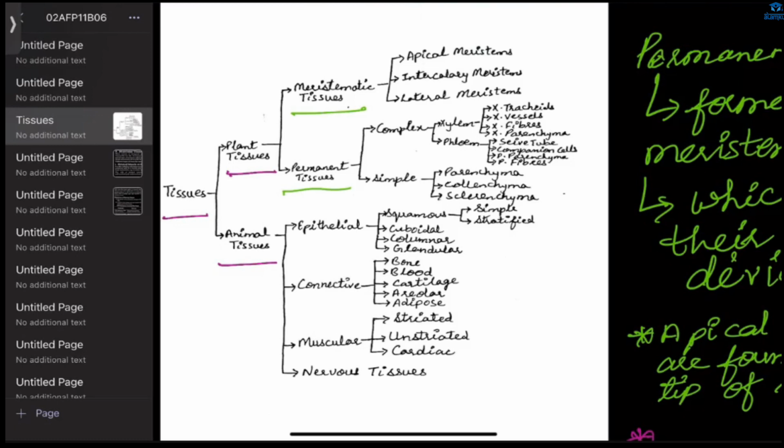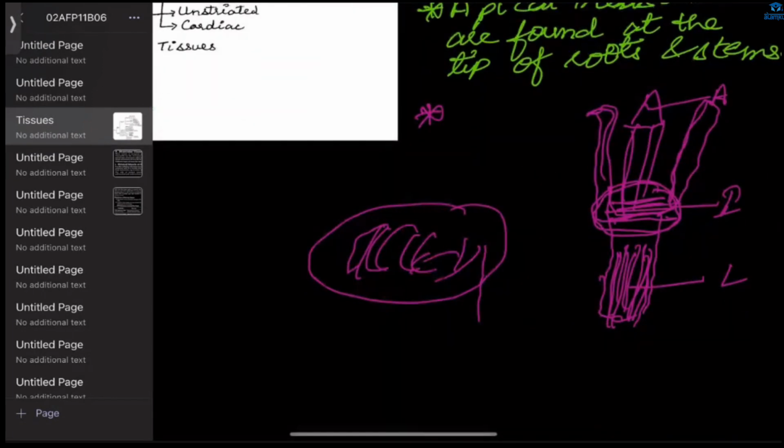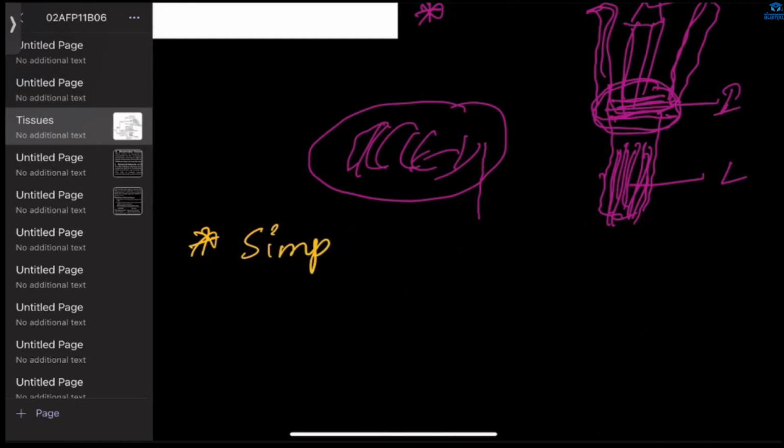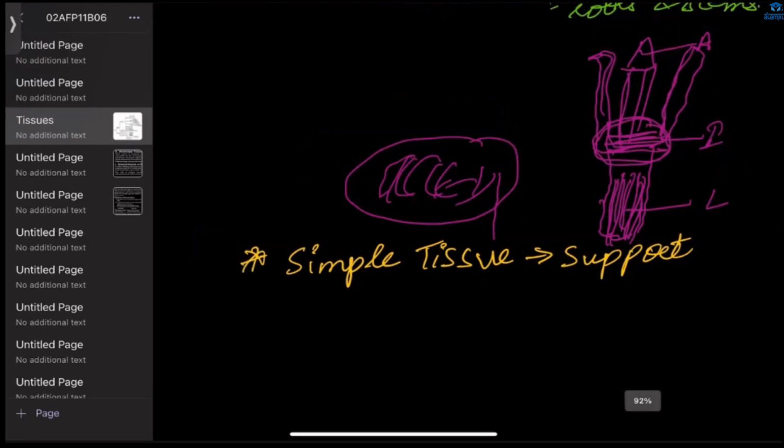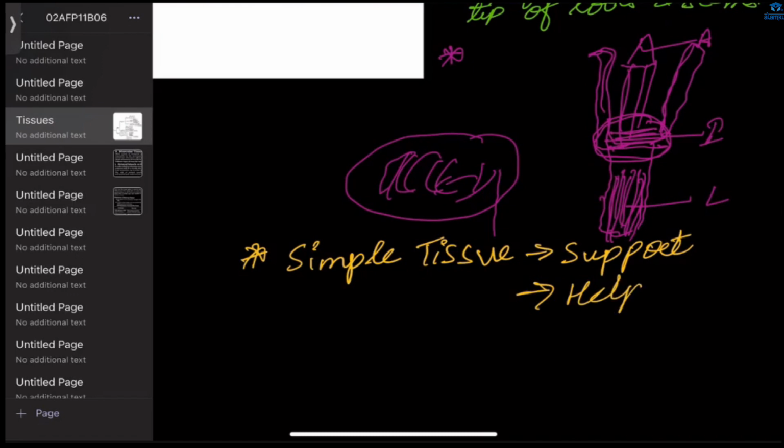What does simple permanent tissue do? They consist of what? Simple cells. Oval-like kind of cells. Yes, ma'am. Remember now? Ma'am, when I revise, then you ask the questions. See, simple tissues. Simple tissue does what? They provide support. Yes, ma'am. Besides supporting, they perform other functions: they are helpful in photosynthesis, and they provide growth also.